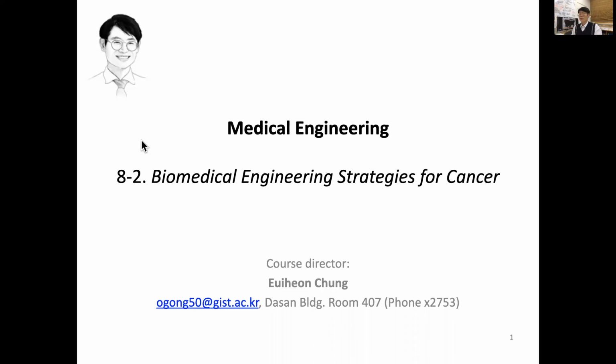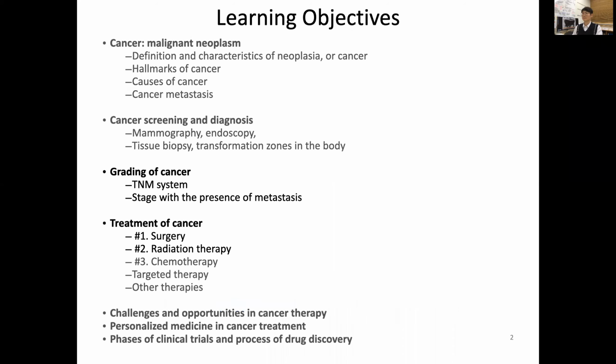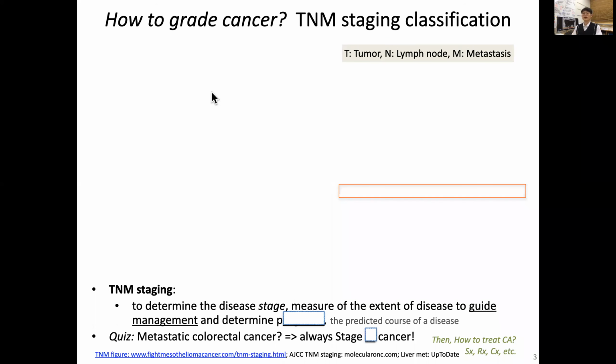Hi, now let's go to the second part of the biomedical engineering strategies for cancer. We will discuss the grading system of cancer and treatment of cancer. So first, how do we grade a cancer? There is a known TNM staging classification.